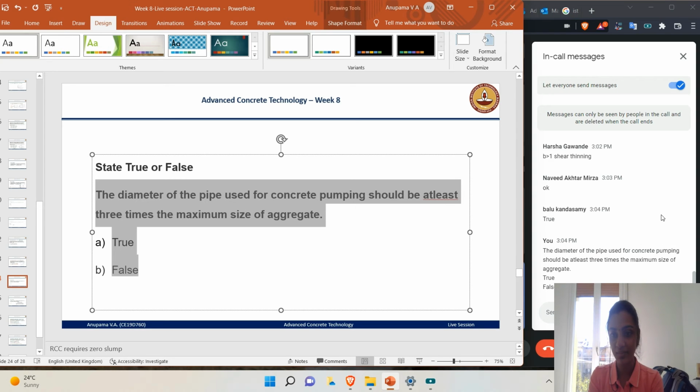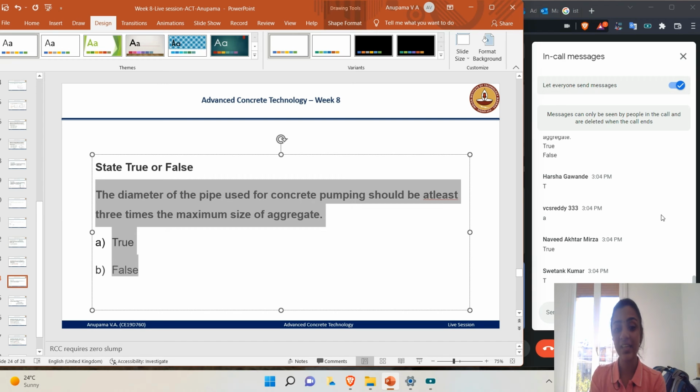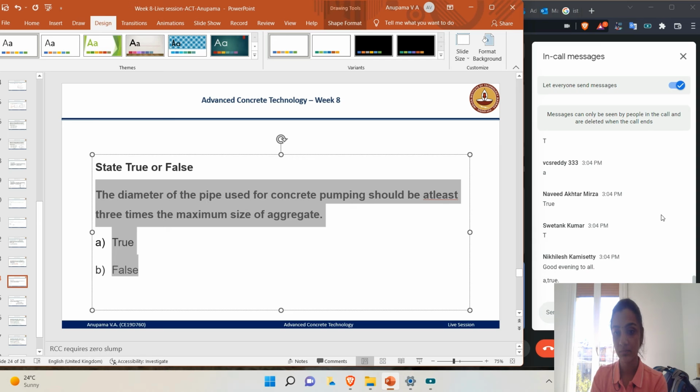Thank you for the very quick response, Balu, Harsha, VCS Reddy, and Naveed. So the diameter of the pipe used for concrete pumping should be at least 3 times the maximum size of the aggregate used in that concrete. Okay. Thank you, Nikhilesh.